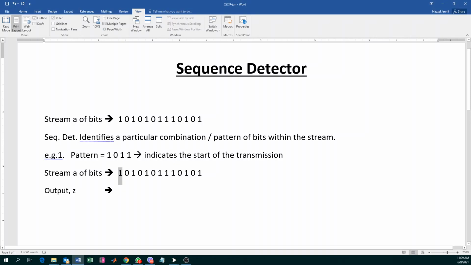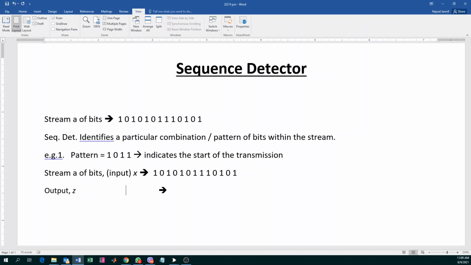And remember, let us see our pattern. This is the input stream of bits. Let's call this input X, and this is our output Z. Okay, guys, can you see the diagrams clearly? If there's a technical problem, let me know straight away.